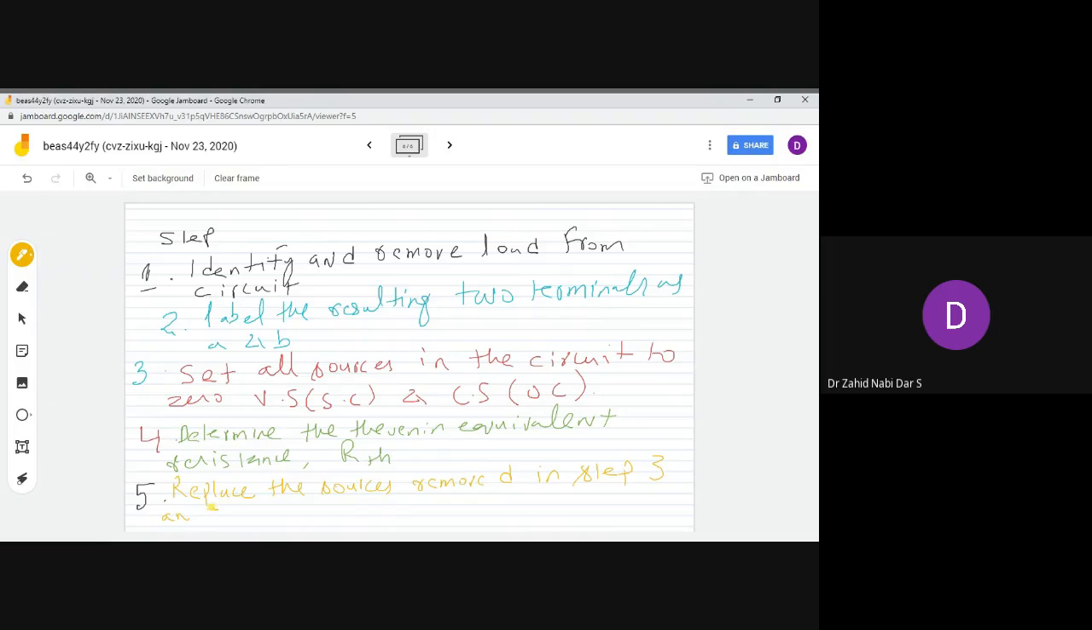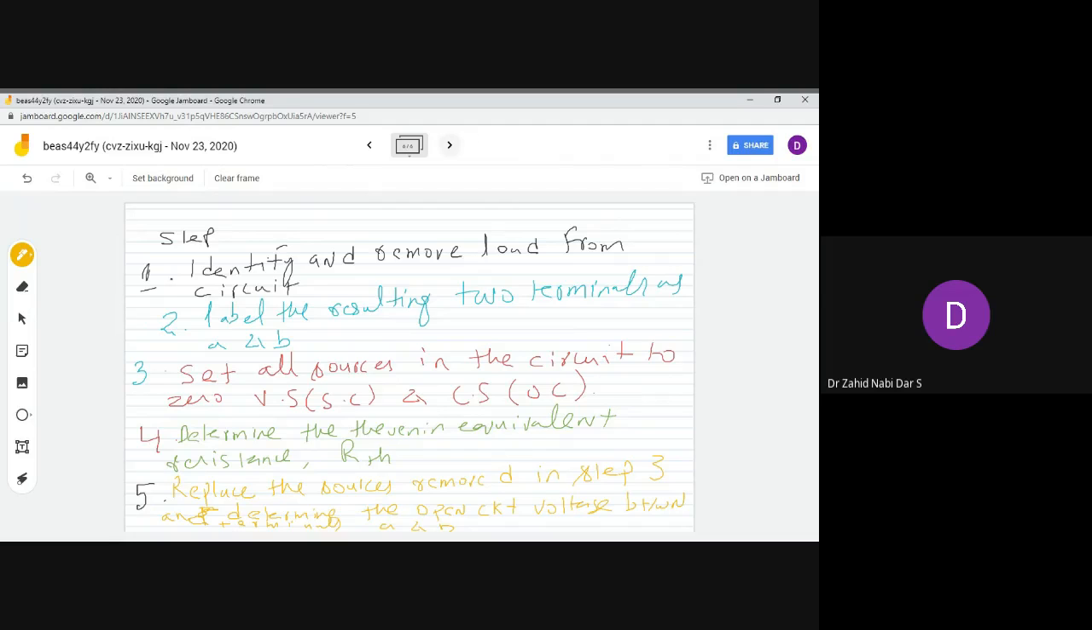and determine the open circuit voltage between terminals A and B, whatever terminals we have.